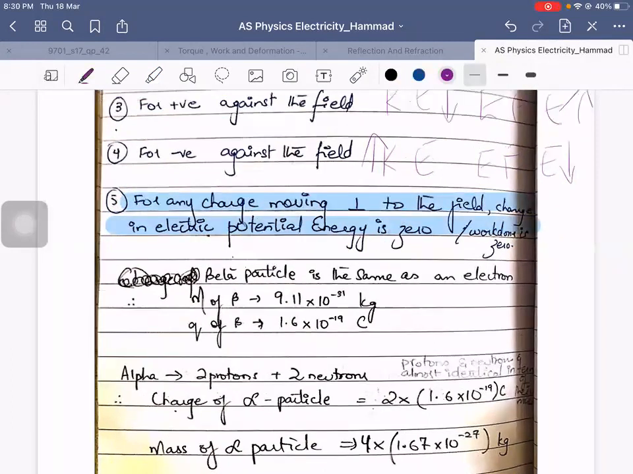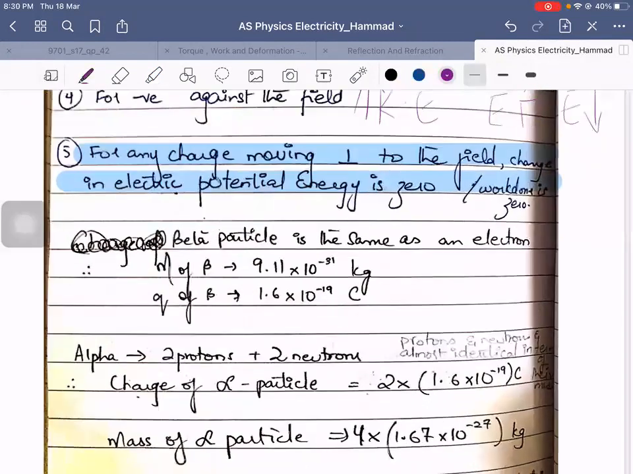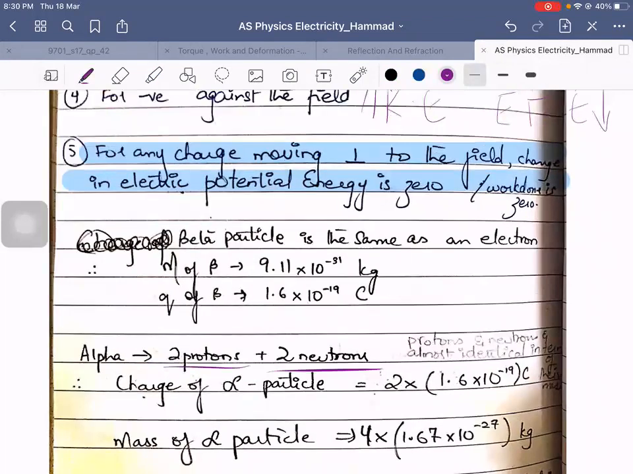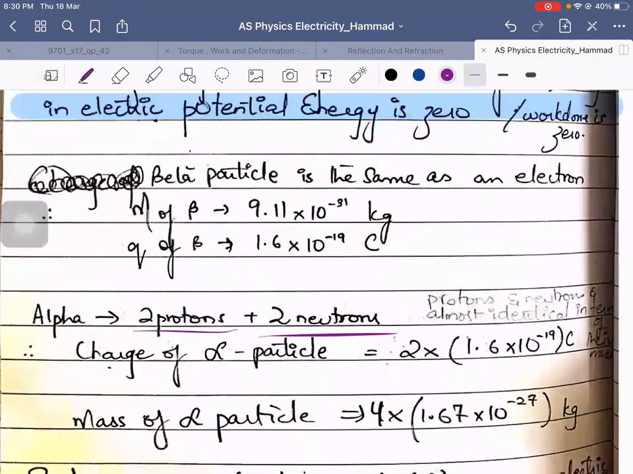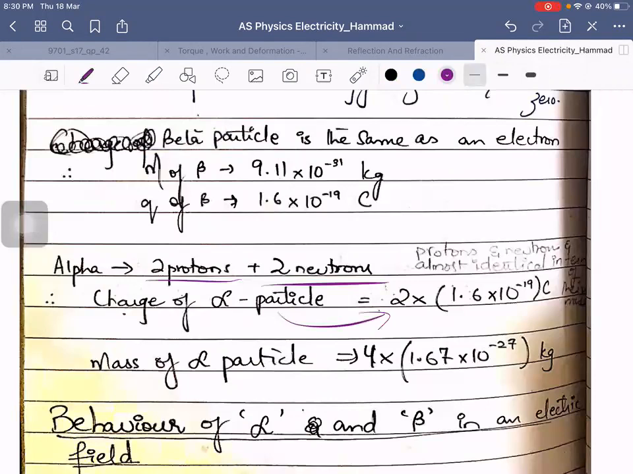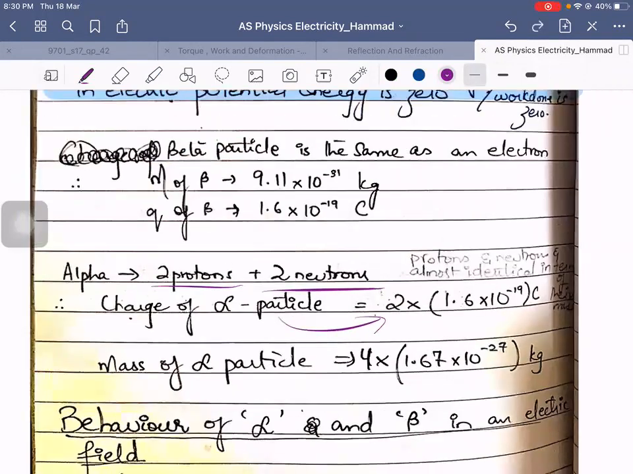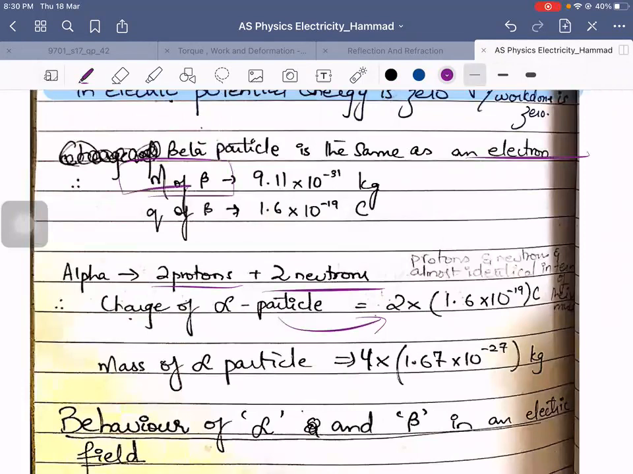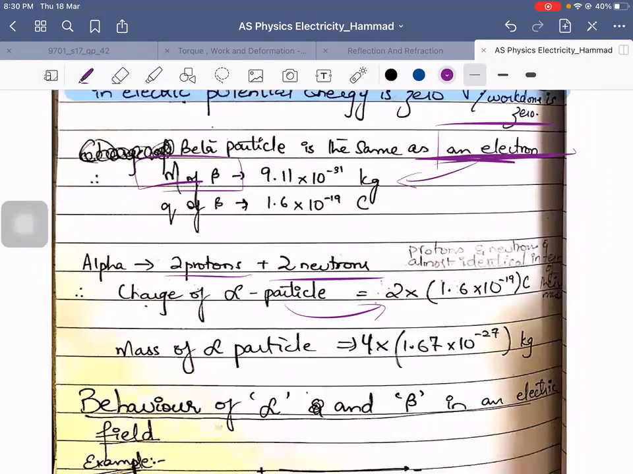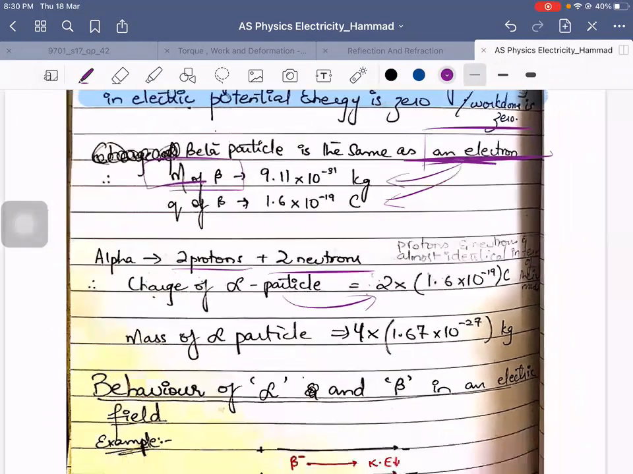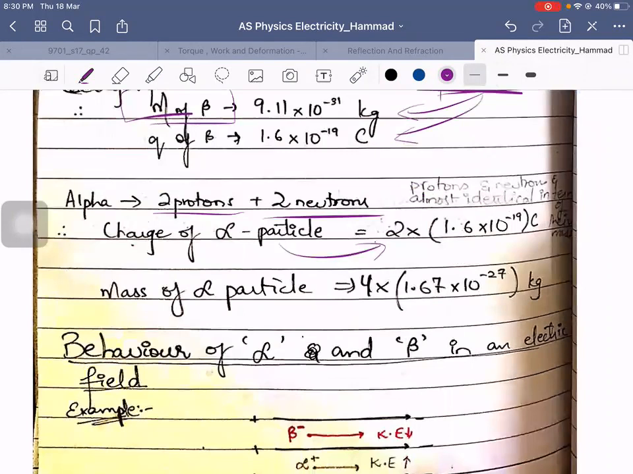Alpha particle has 2 protons and 2 neutrons, and it resembles a helium nucleus. Alpha particles are considered to be positive particles because of this fact. A beta particle will resemble an electron, and therefore will have the same mass as an electron and the same charge as an electron. Alpha particle resembled a helium nucleus.